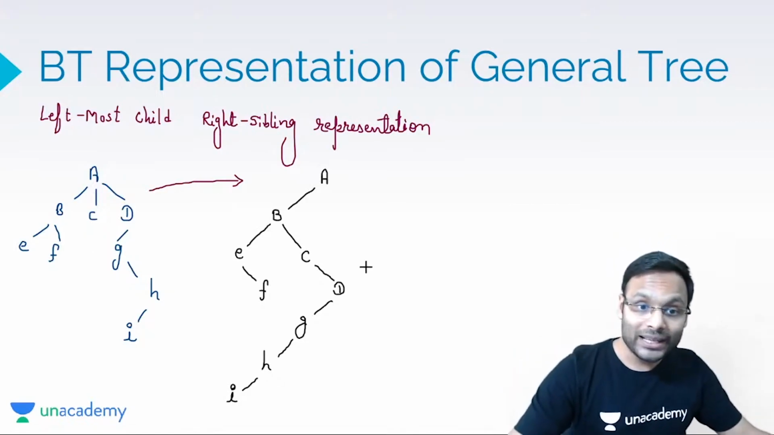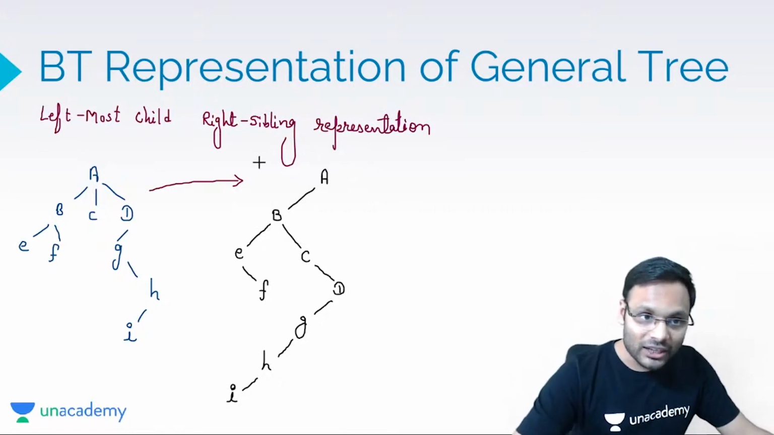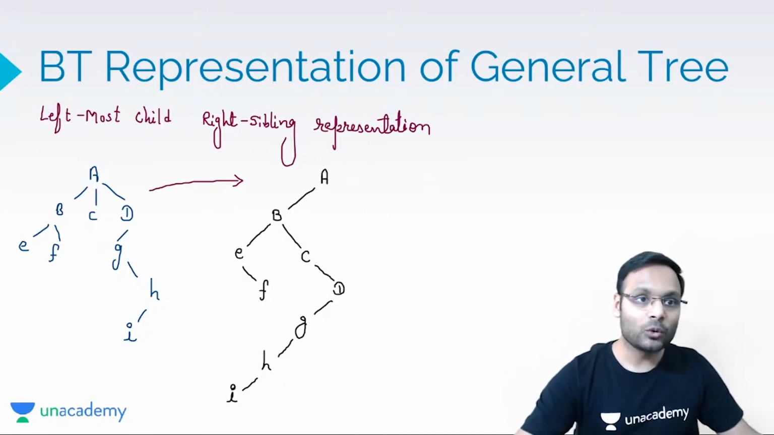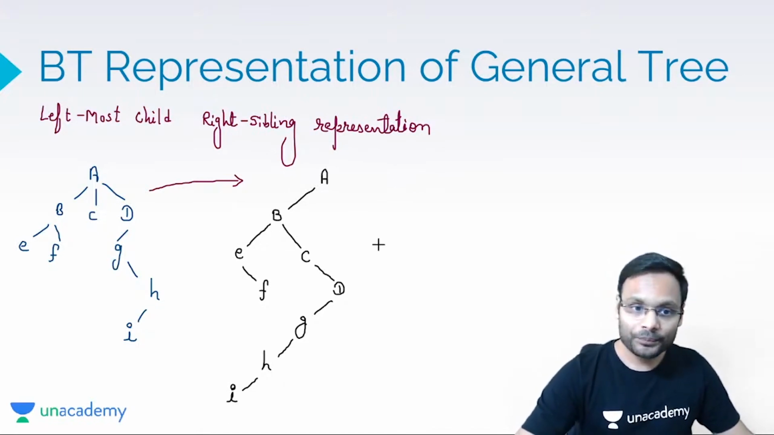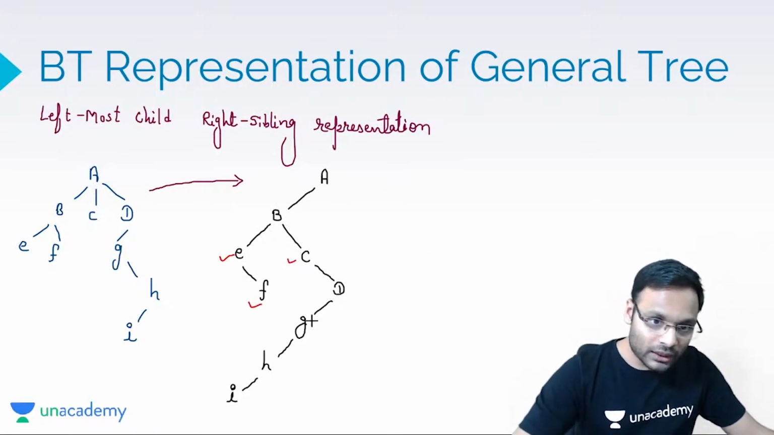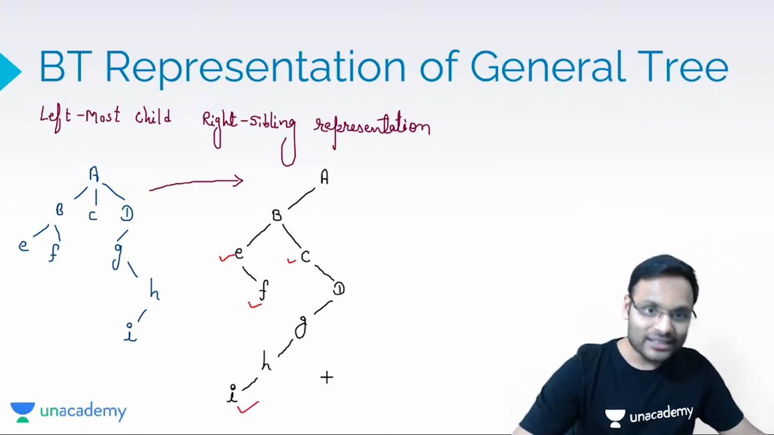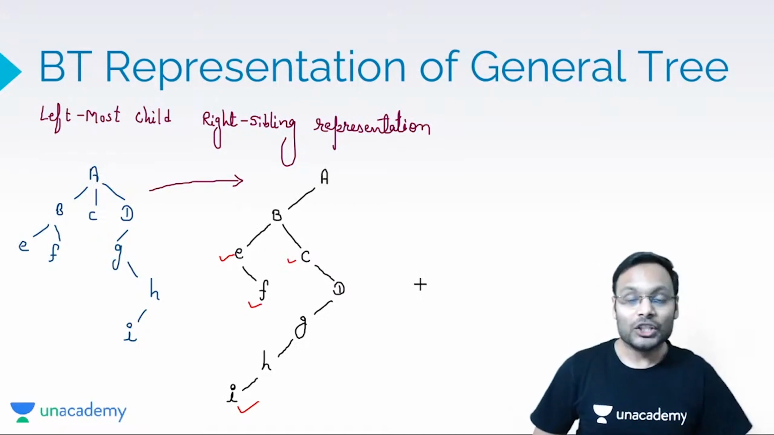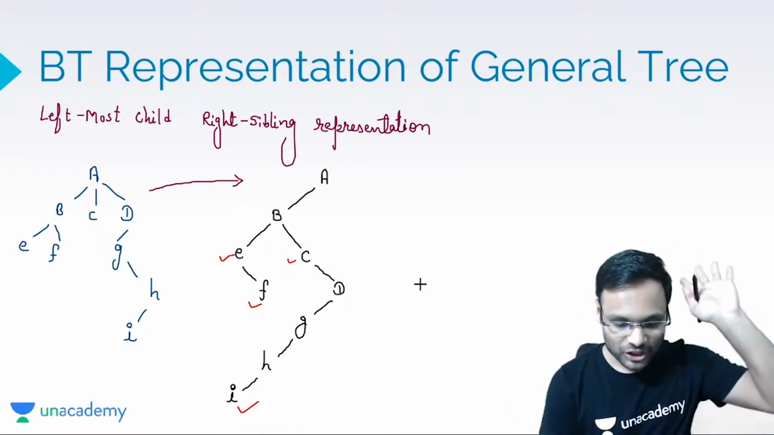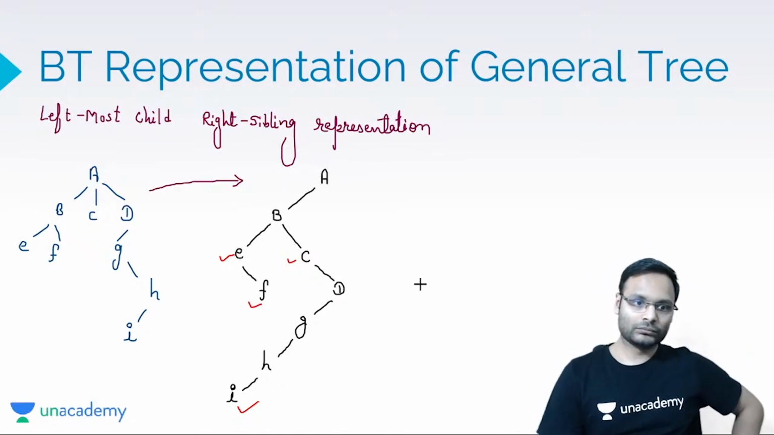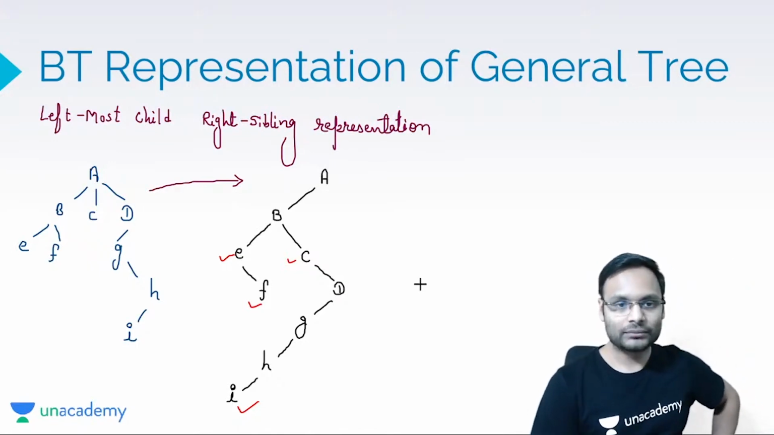Now if somebody asks you that this is the leftmost child, right sibling representation of a tree, can you tell me which nodes are leaf nodes? Leaf nodes: E is a leaf node, F is a leaf node, C is a leaf node, then I is a leaf node. These are the leaf nodes, E, F, C and I. Why? Just because those are not having a left child.